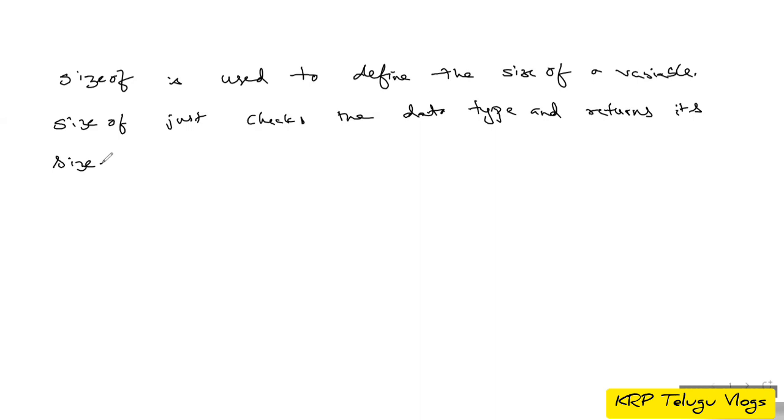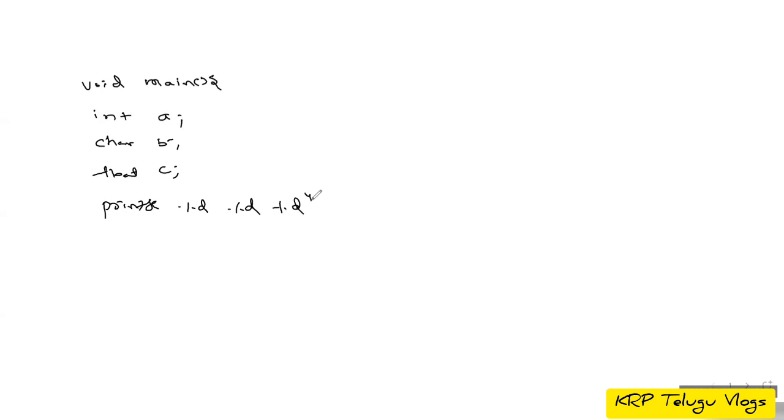Done. Yes, sir. Okay. So now I'm having void main. So int A, char B, float C. Okay. So printf %d %d %d, comma, sizeof(A), sizeof(B), comma, sizeof(C).